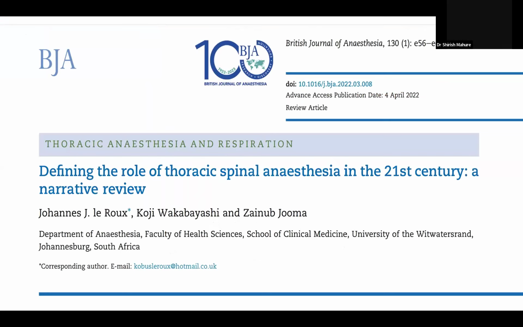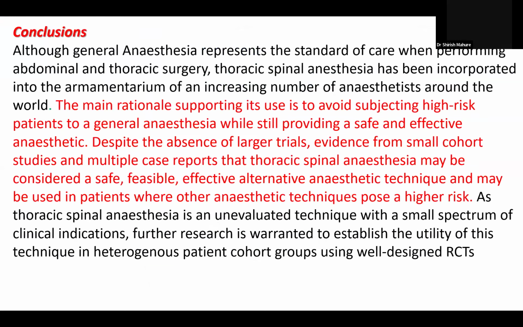Recently, the BJA has published a narrative review defining the role of thoracic spinal anesthesia in the 21st century, which mentions in its conclusion: the main rationale of supporting its use is to avoid subjecting high-risk patients to general anesthesia while still providing safe and effective anesthesia. Despite the absence of larger trials, evidence from small cohort studies and multiple case reports suggests that thoracic spinal anesthesia may be considered a safe, feasible, effective alternative anesthesia technique and may be used in a patient where other anesthesia techniques pose higher risk.